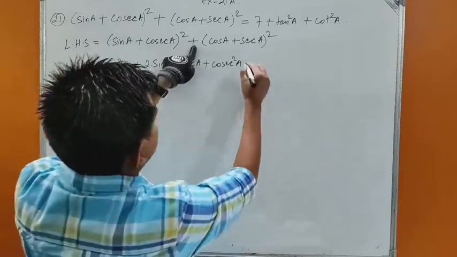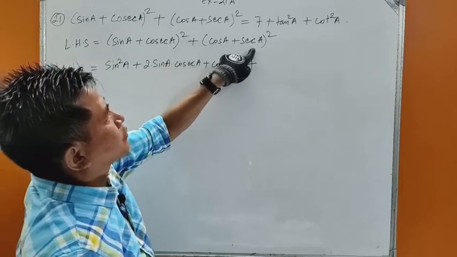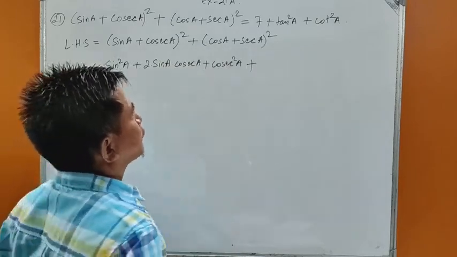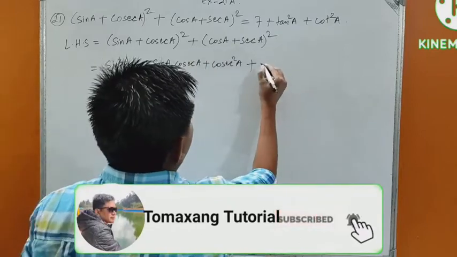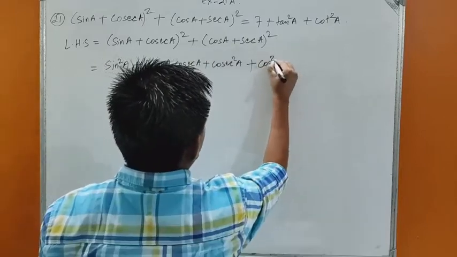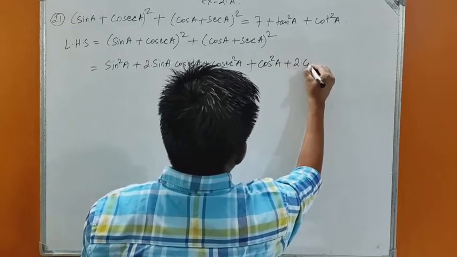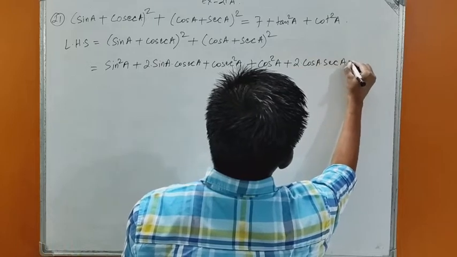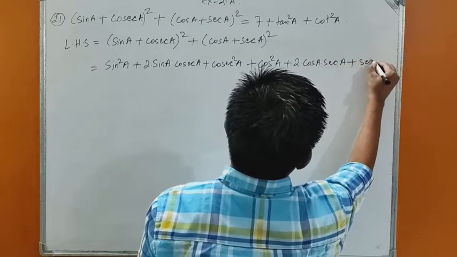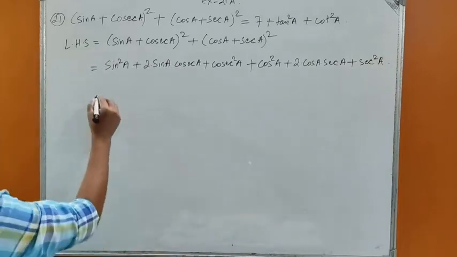Now this plus comes here. Now this is also (A plus B) whole square. So let's apply the formula here also. A plus B whole square means A square, cos square A, plus 2AB, 2 cos A sec A, plus B square, sec square A, isn't it? So this is left hand side.